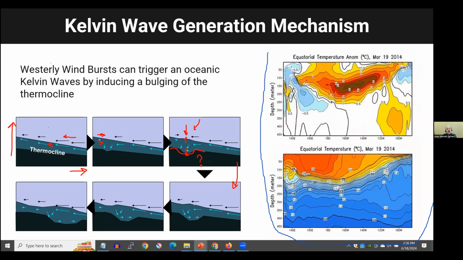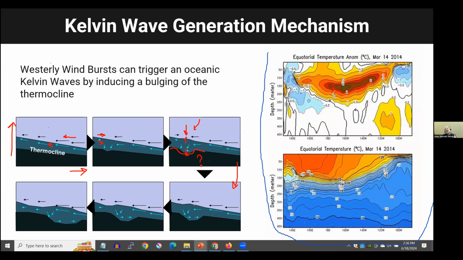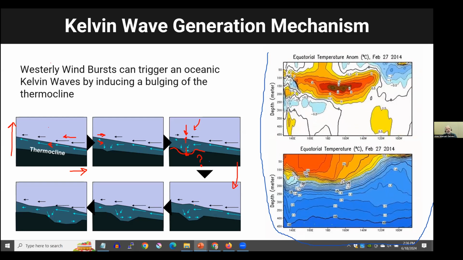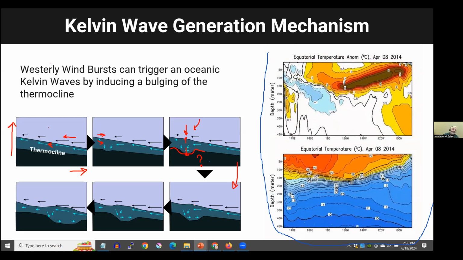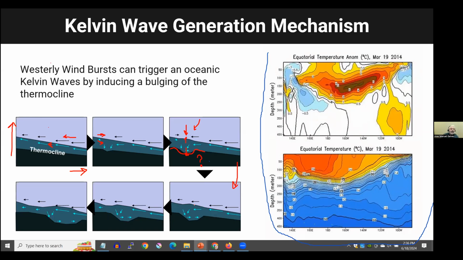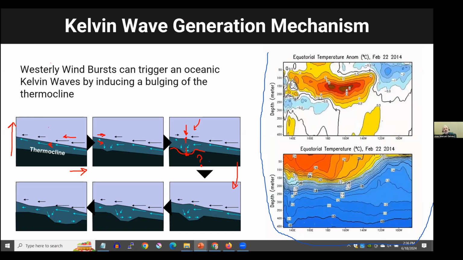Now, you could also get a cold Kelvin wave, or an upwelling Kelvin wave. The process is the opposite, and we're going back to the question from the last session. If you get a burst of strong easterlies over the surface, the opposite will happen, and you will tend to generate a cold Kelvin wave. All right. So what happens?